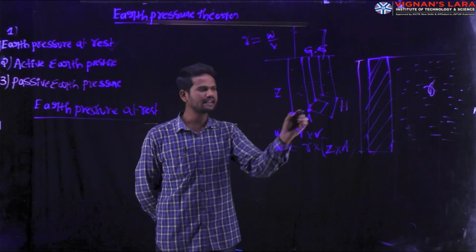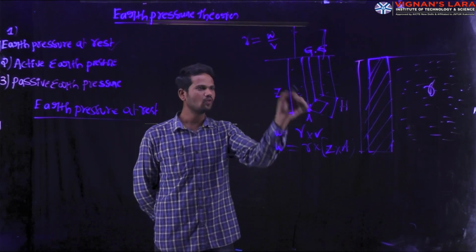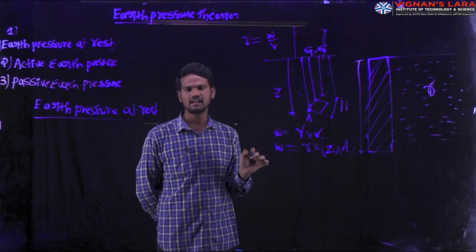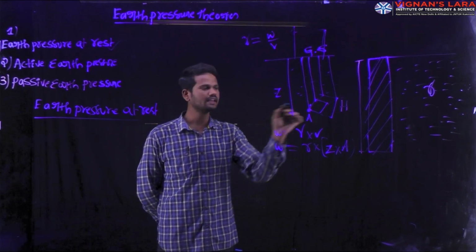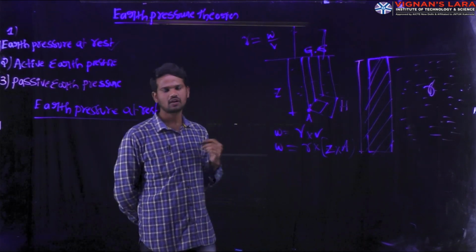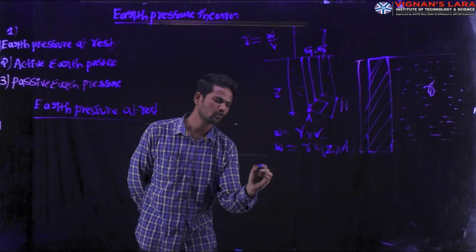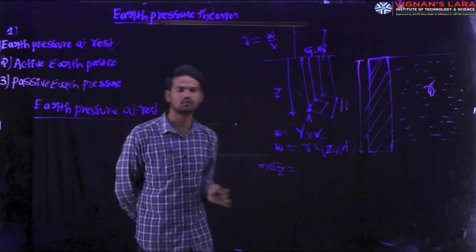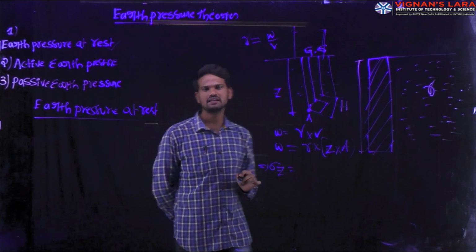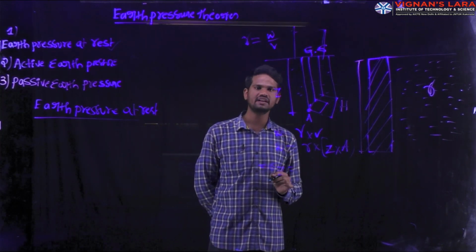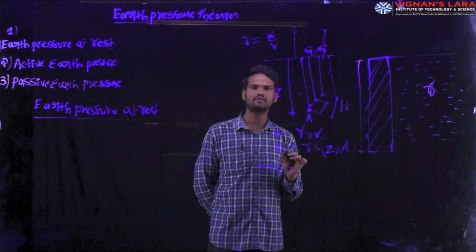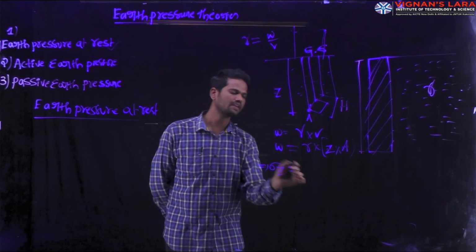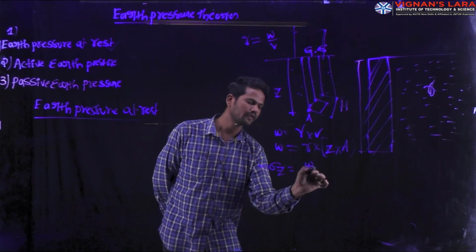Stress acting at this particular point, that means vertical stress sigma z, how much pressure it is creating in this particular soil element. Now I want to calculate this. How can we calculate it? Vertical stress sigma z equals stress, which is nothing but resisting force per unit area, or force by area. This force by area is nothing but W divided by A.